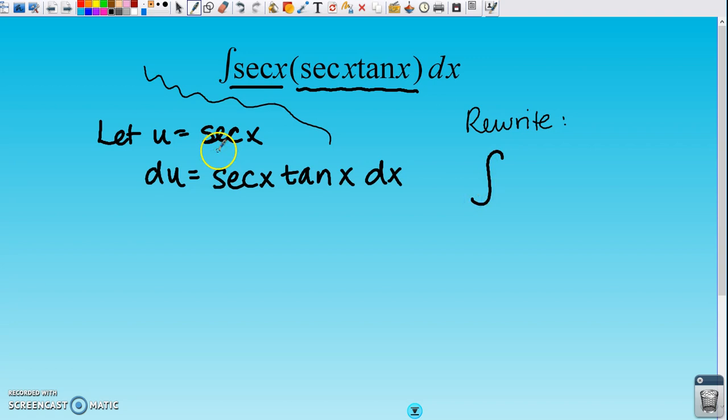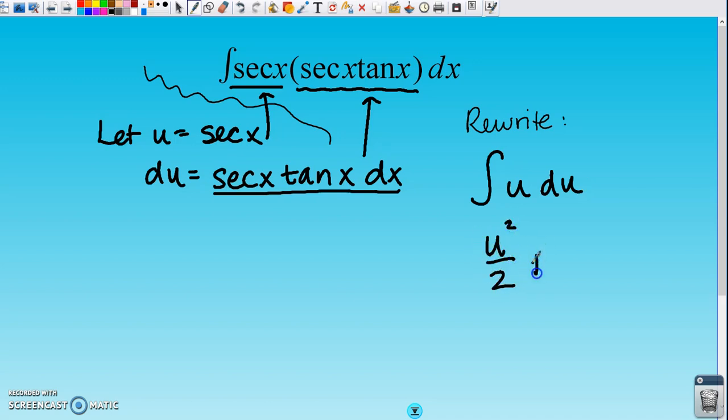Well, u is secant x, so that's going to take care of this one. du is secant x tangent x, which takes care of that one. I don't know why this is here. You know what, forget it. Secant x tangent x, I'm going to rewrite this one as u du. That's all of it. So if I integrate u du, that is u squared over 2 plus c. So that means this is secant squared x over 2 plus c, because u was secant x in the first place.